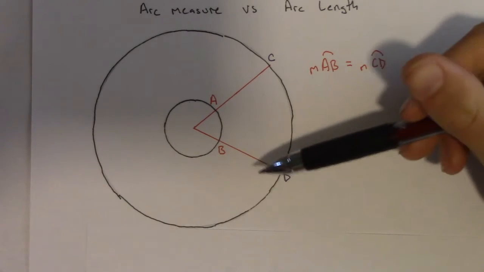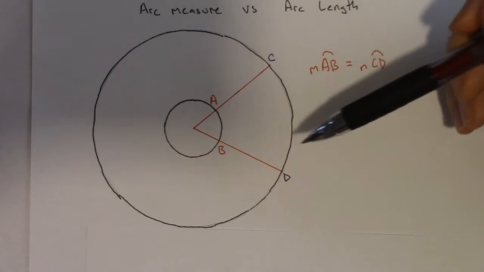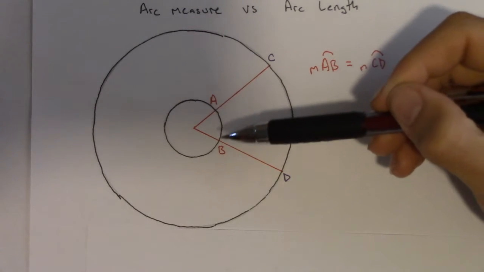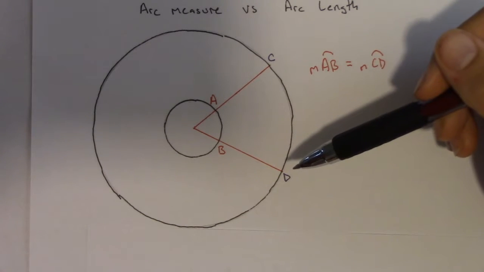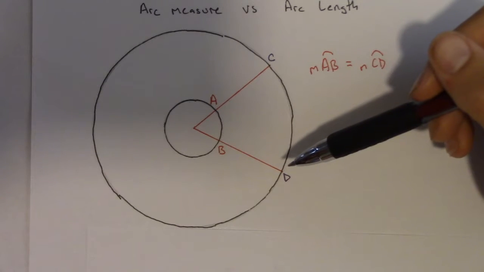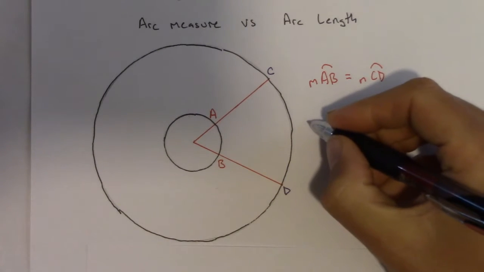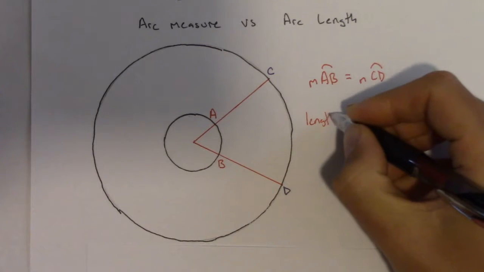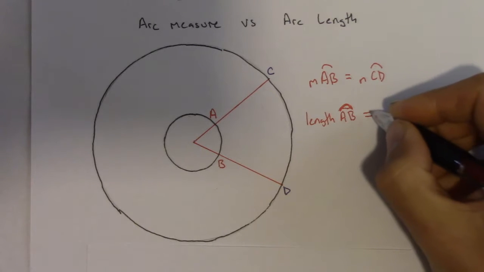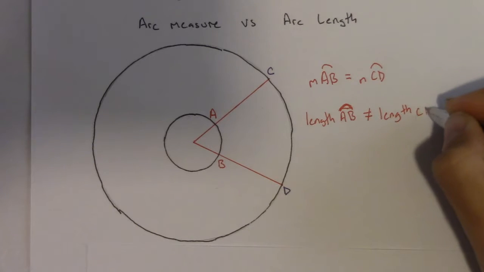Suppose these both represented plots of land. I know plots of land aren't normally circles, but bear with me. And I needed to put a fence around the edge. Do I need the same amount of fencing to get from A to B as I do to get from C to D? No. C to D is way longer because the circle itself is bigger. And that's where arc length comes in. The length of arc AB is not the same as the length of CD.